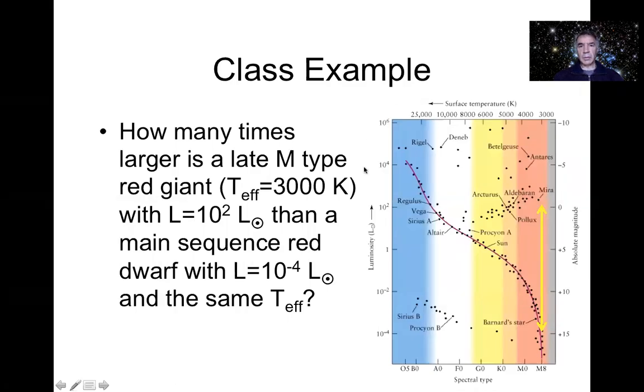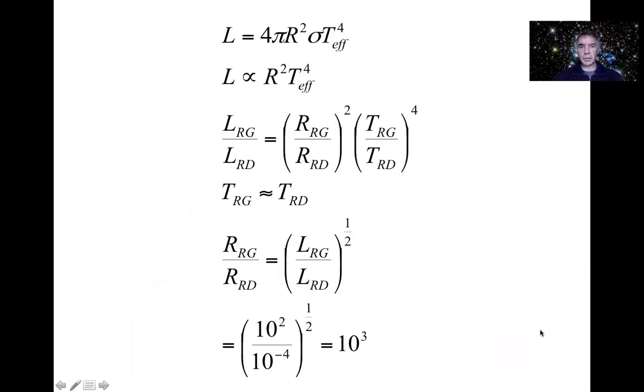Okay, welcome back. So I left you with this question to work out how many times bigger a red giant star up here in the HR diagram is than a red dwarf star down here. So hopefully you recalled that the relationship that we need between luminosity, radius, and temperature of a star is this one. So that luminosity is the surface area, 4 pi r squared, times sigma T to the fourth, the part that comes from the energy output of a black body.